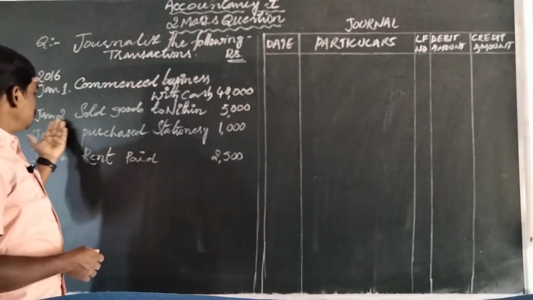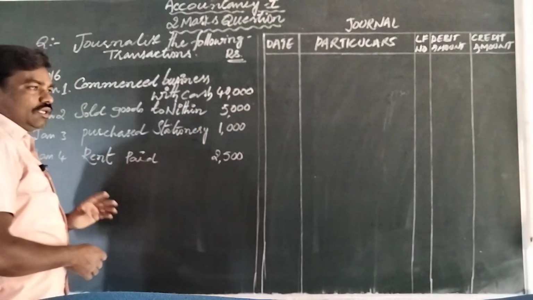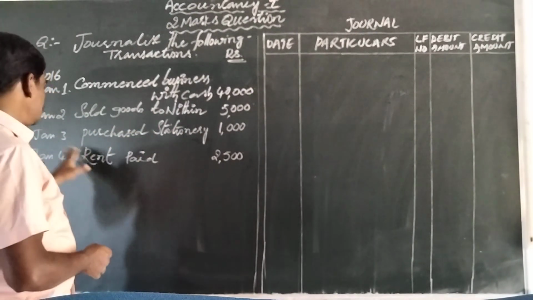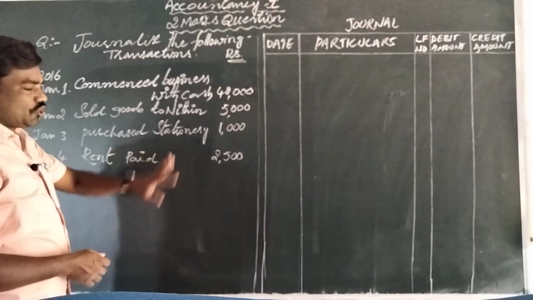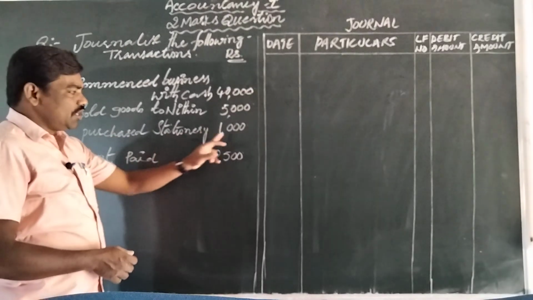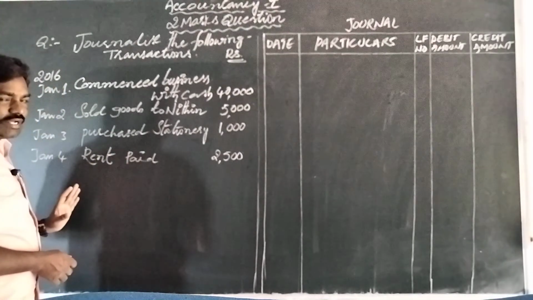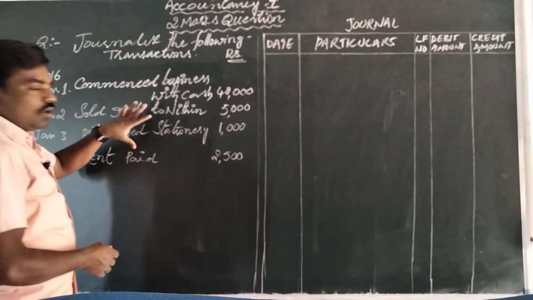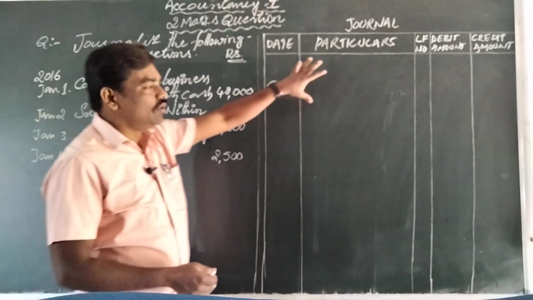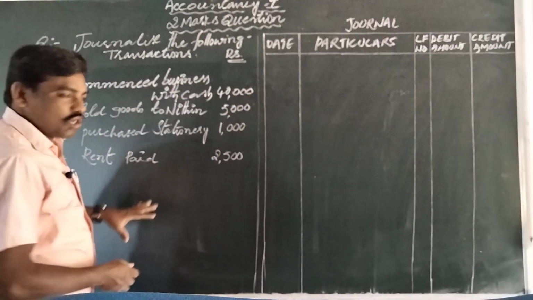Come to the next one. January 2, sold goods to Nitin rupees 5,000. Here we sold goods to Nitin, amount of rupees 5,000. Next, January 3rd, purchased stationery. Stationery is always an expenditure, so purchased stationery rupees 1,000. Rent paid, it is also an expenditure. So these are the 4 transactions. For these transactions we will write journal entries in the journal, and this type of problem will be given in the annual examination for 2 marks.